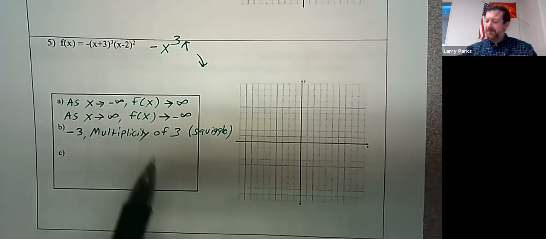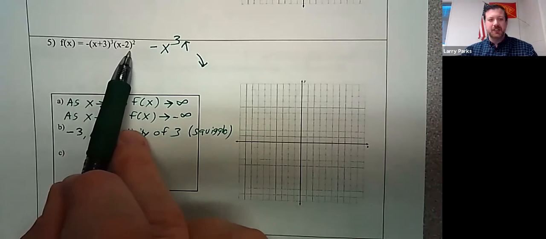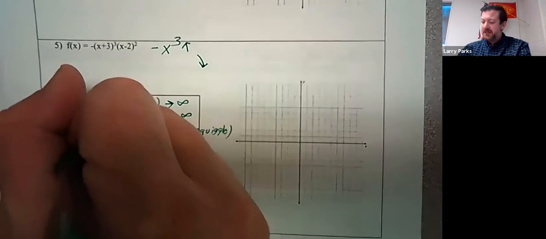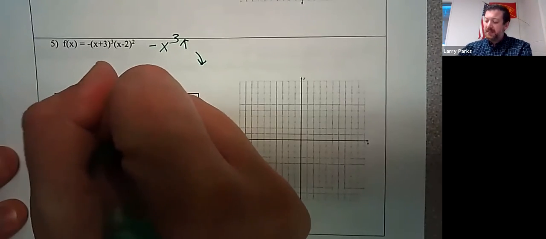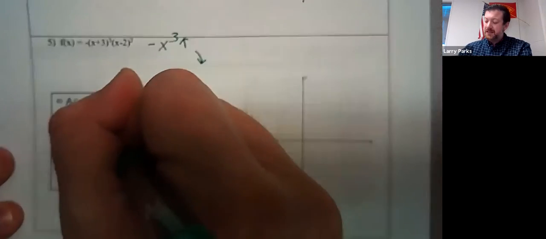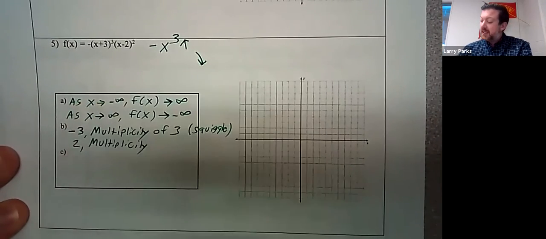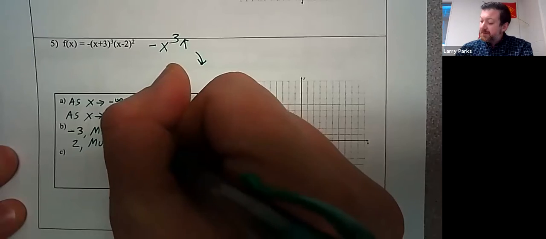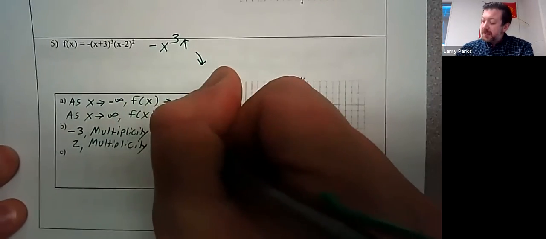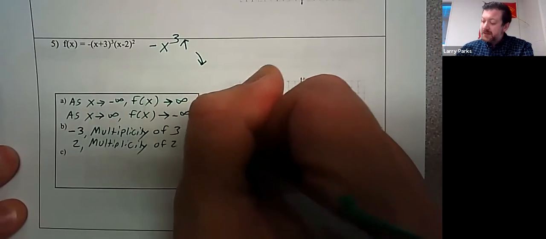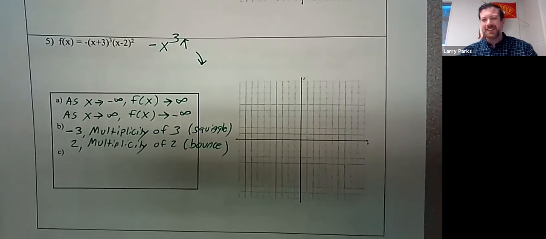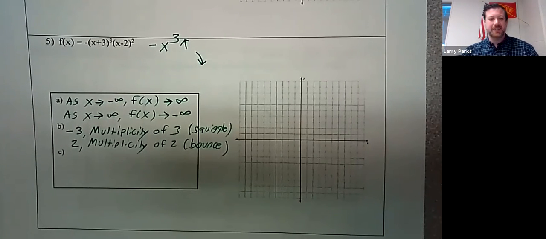And then for x minus 2, the solution is going to be 2, multiplicity of, how many times does that happen? 2. So that's going to be a bounce, is what some people call it. It's not really very mathematical sounding.